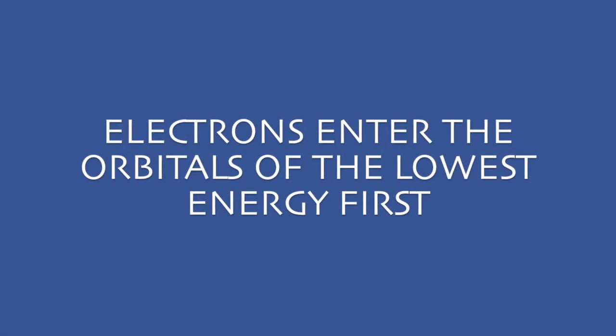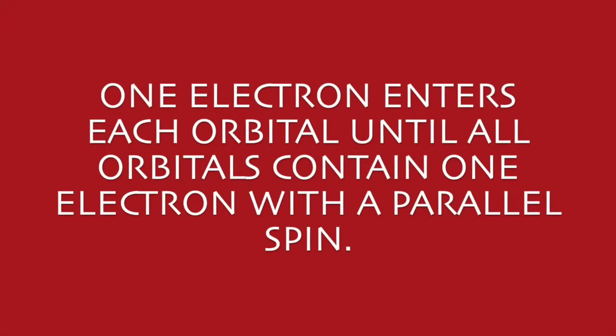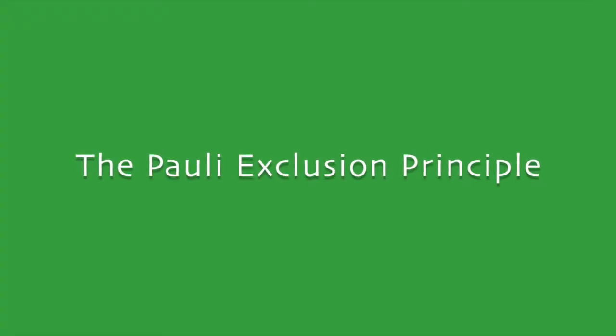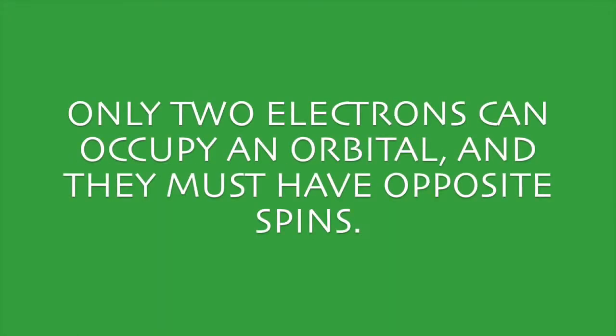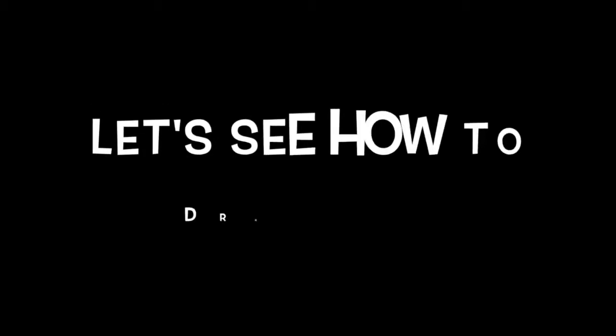Electrons enter the orbitals of lowest energy first. Hund's rule. One electron enters each orbital until all orbitals contain one electron with a parallel spin. Pauli exclusion principle. Only 2 electrons can occupy an orbital and they must have opposite spins.